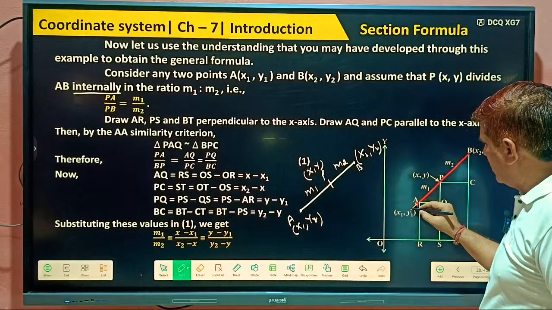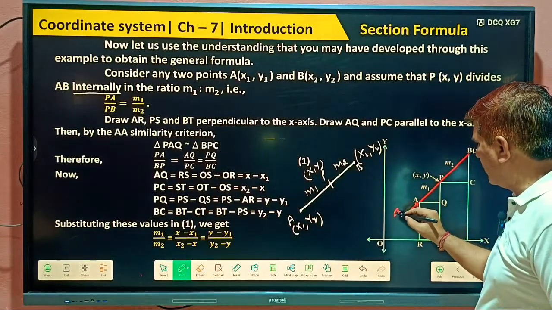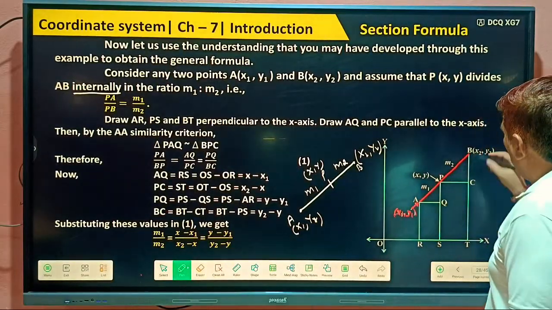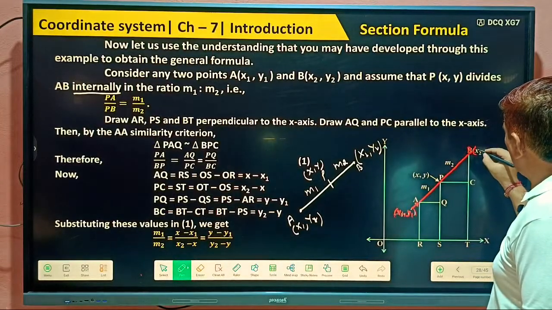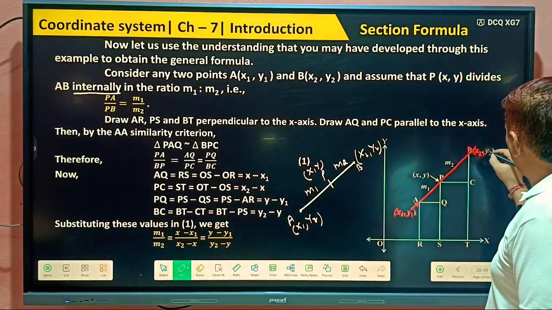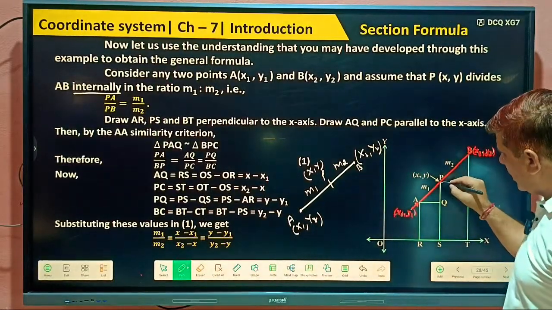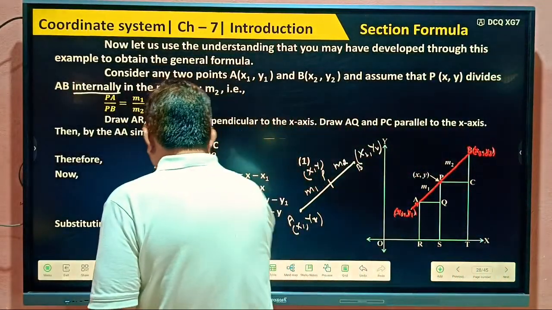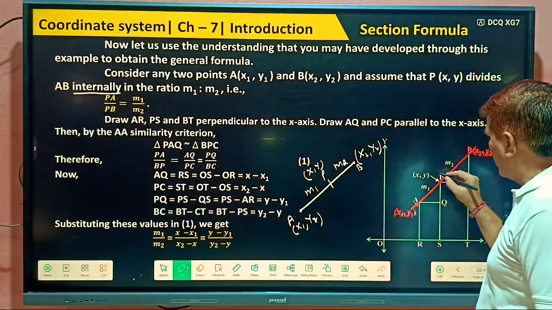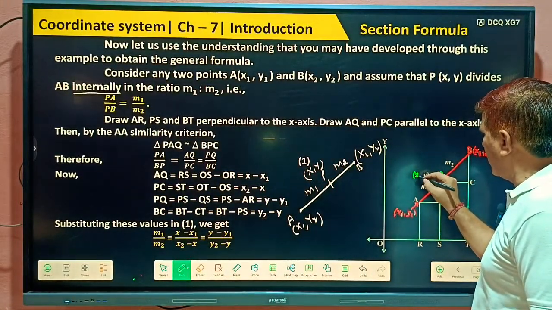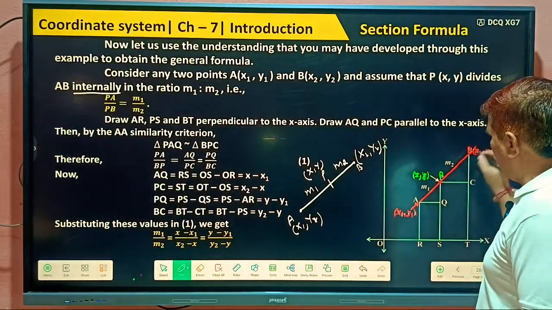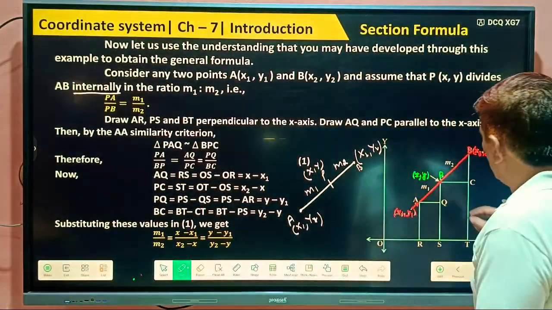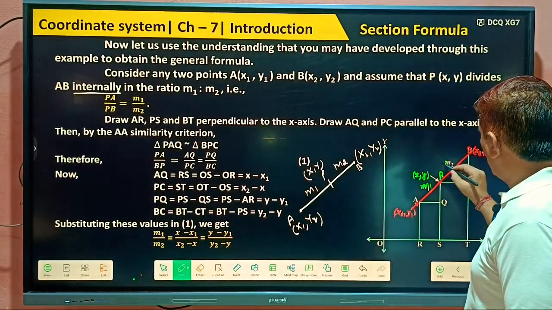A is a point whose coordinates are x1, y1, and B is a point whose coordinates are x2, y2. And here is one more point. The name of that point is P, and its coordinates are x and y. It divides this AB internally in the ratio m1 to m2.